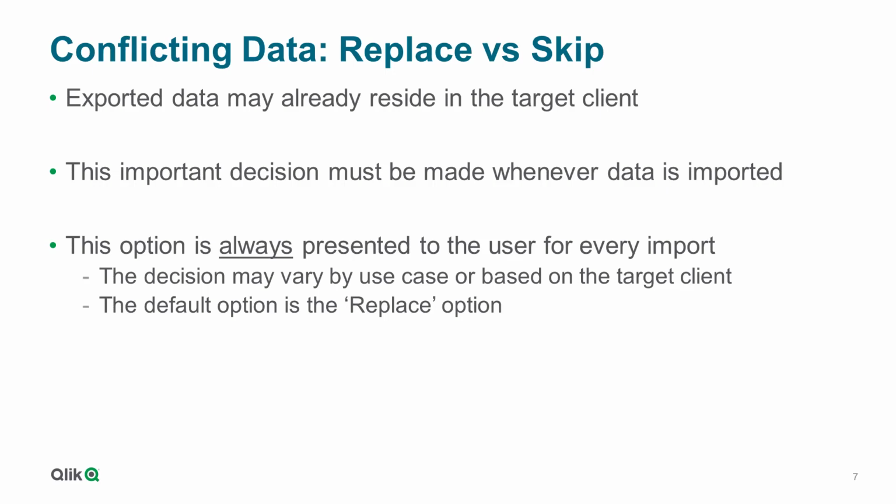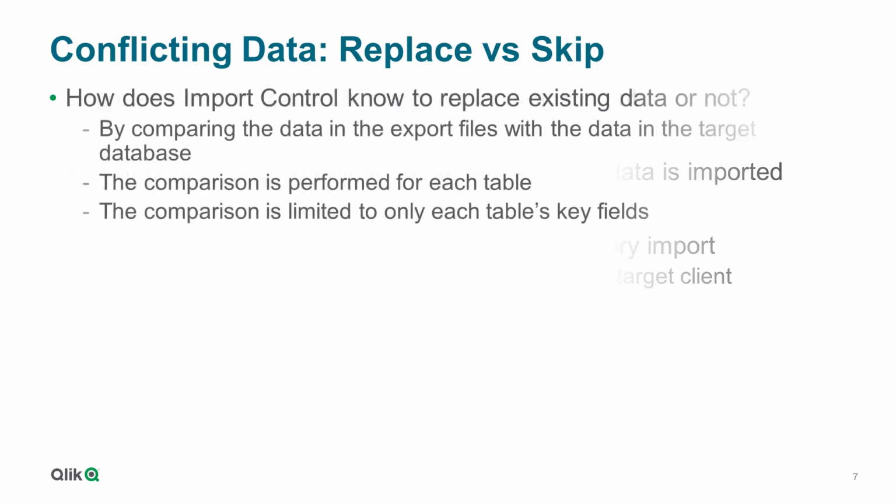The default setting is the replace option, and this is because it tends to lead to higher data integrity in the target client. So, how does import control know whether or not to replace existing data during import? This is done by comparing the data in the export files with the data existing in the target database. This comparison is performed on each table and is limited to each table's key fields, since that is what determines the data's uniqueness.